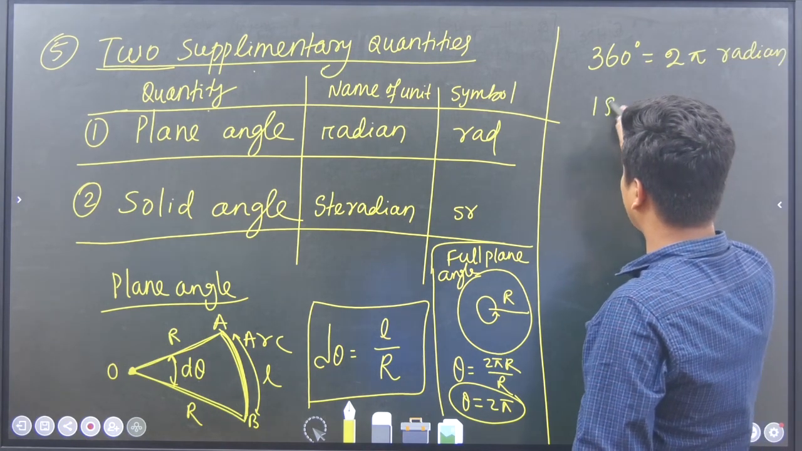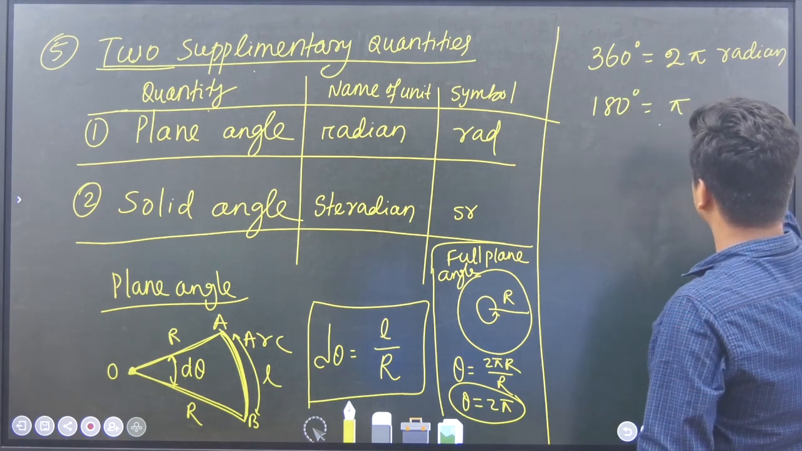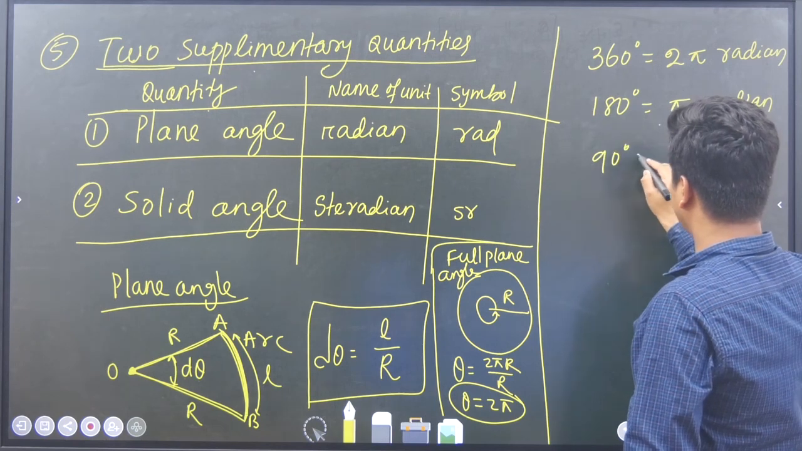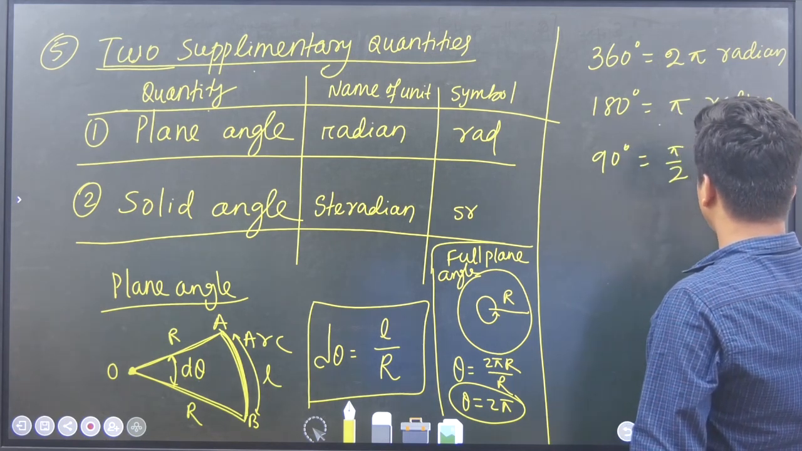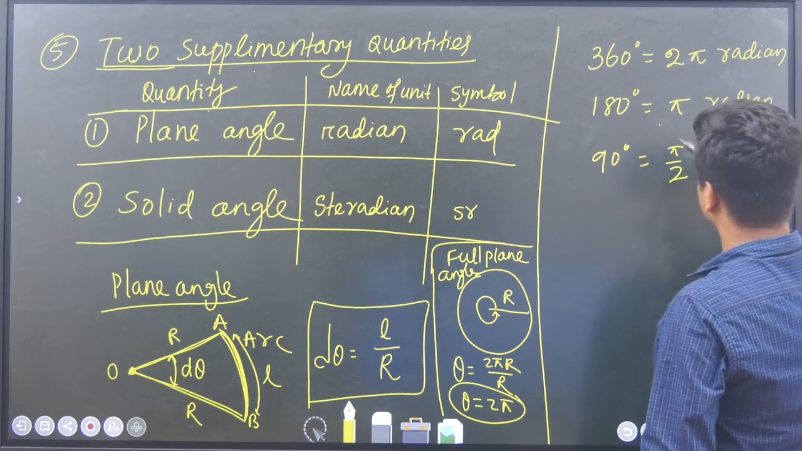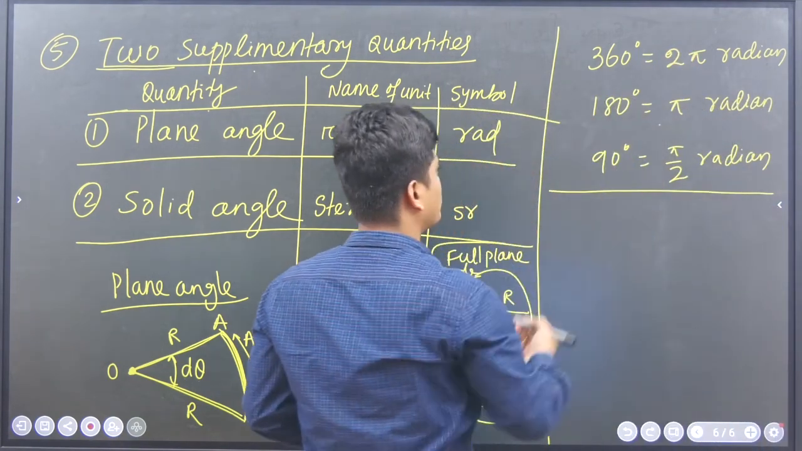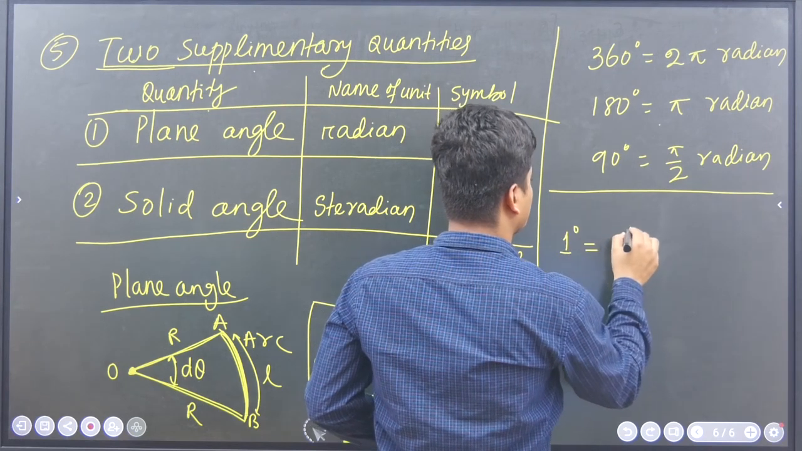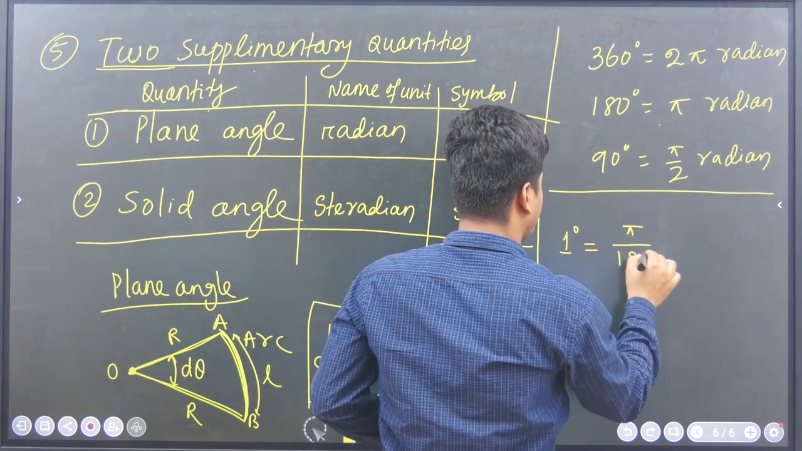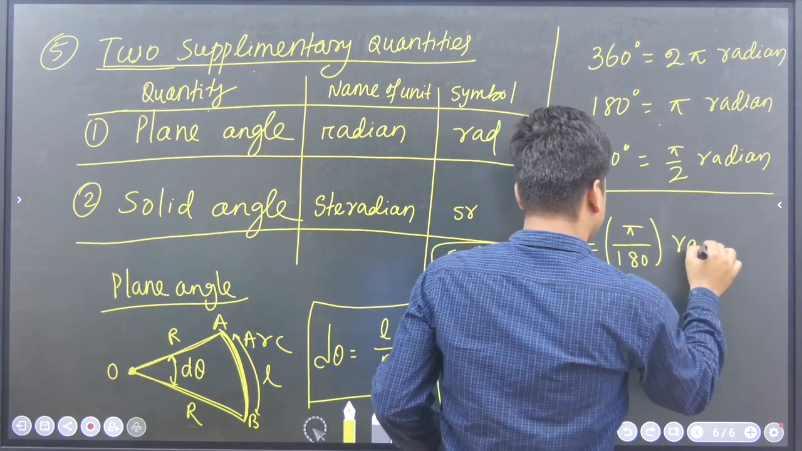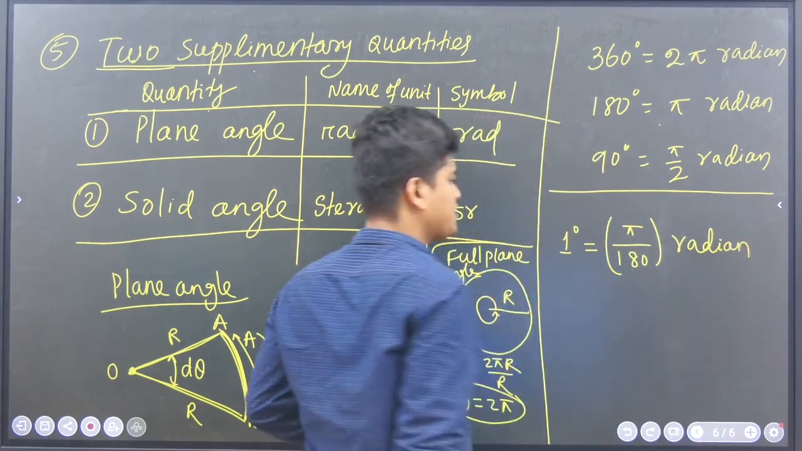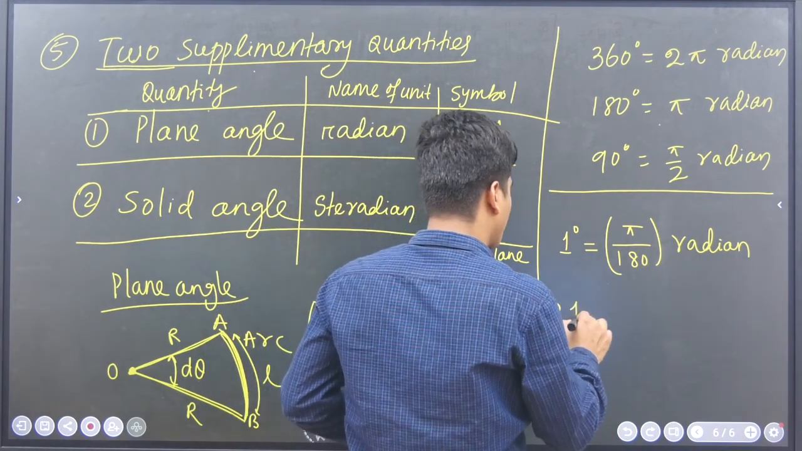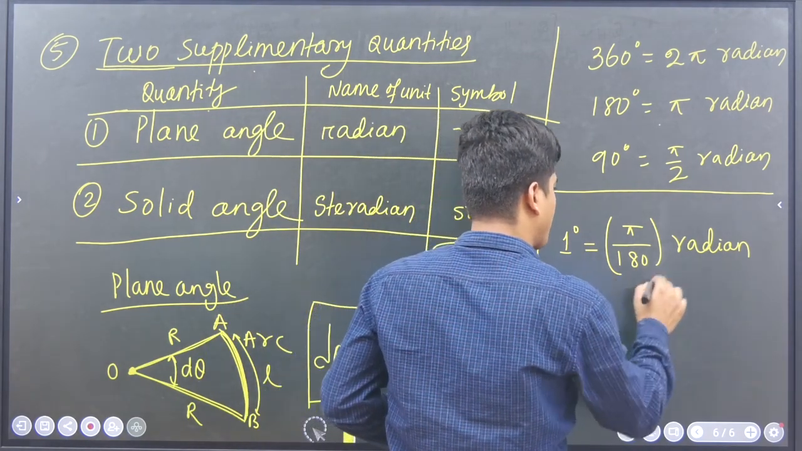Also, 180 degree is pi radian, and 90 degree is pi by 2 radian. This is the symbol of degree. From here you can also calculate 1 degree. It is nothing but pi by 180 radian. So 1 degree is basically pi by 180 radian.